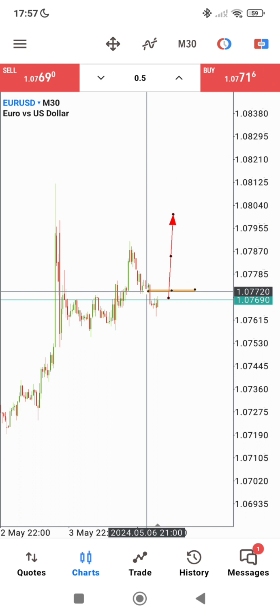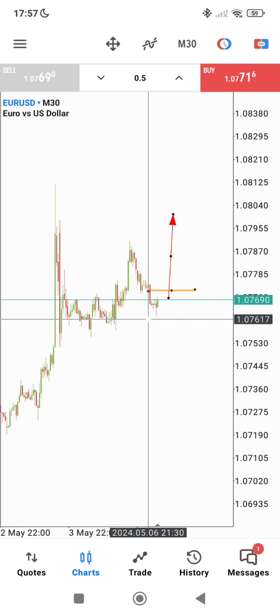Now what is the price at which you want to enter? The one in black, okay, 1.07720. Okay, that is going to be your entry price. I hope it is understood. Now let's say you want to set your stop loss below here. Now you are going to copy the value again down, 1.07617. Okay, that's going to be your stop loss.